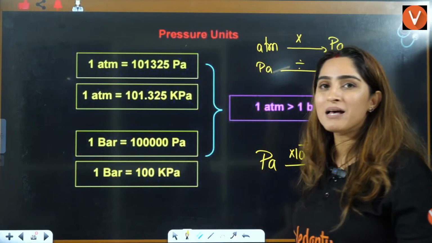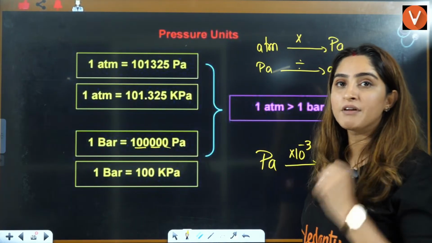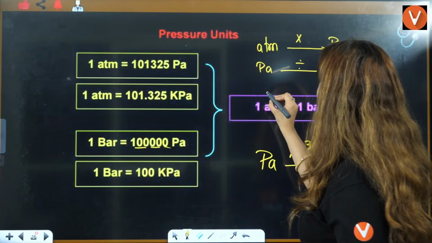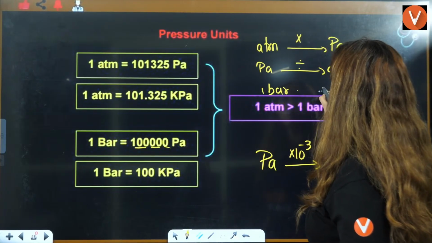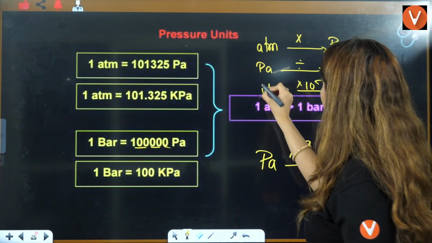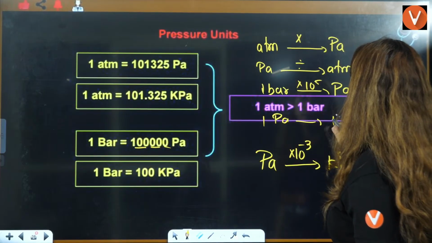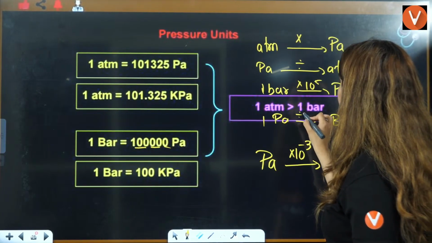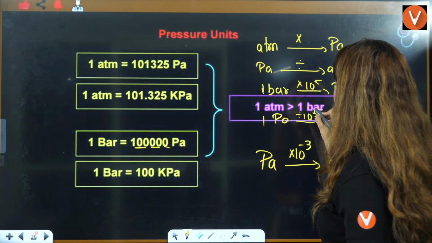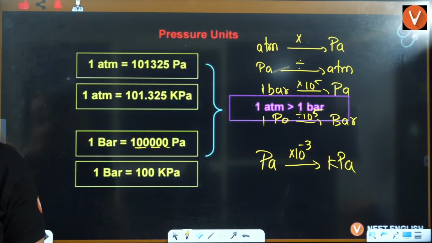1 bar to Pascal, you have to multiply with 10 raised to power 5. So 1 bar to Pascal is multiplied by 10 raised to power 5. And Pascal to bar will be divided by 10 raised to power 5.